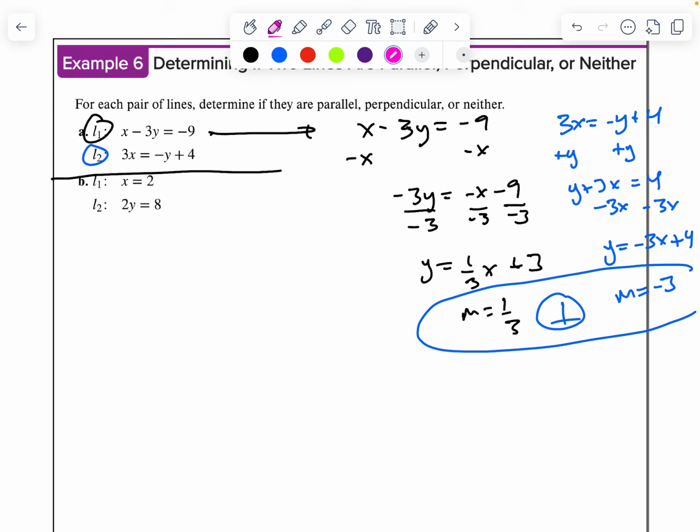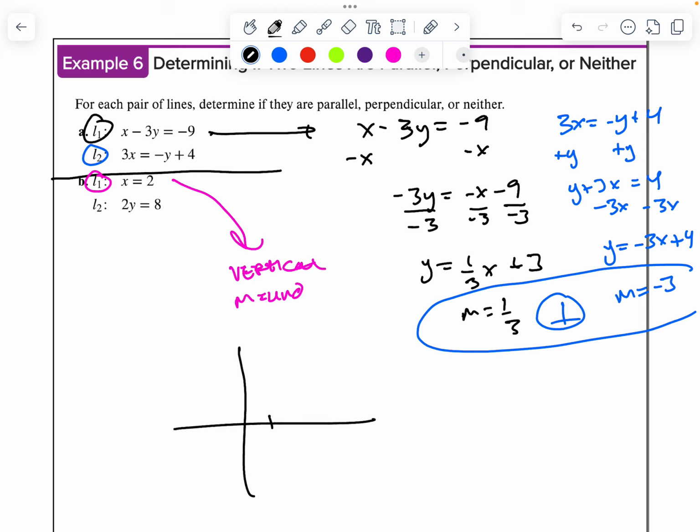I'll pick two more colors here. For L1, if it's just an x equals a line, remember, two classes ago actually, we talked about this: if it's just x equals, there's no y involved at all. This line right here is going to be vertical. That means the slope is undefined. X equals 2. I'm going to go ahead and put that on this graph here just so that we can see what happens. X equals 2.